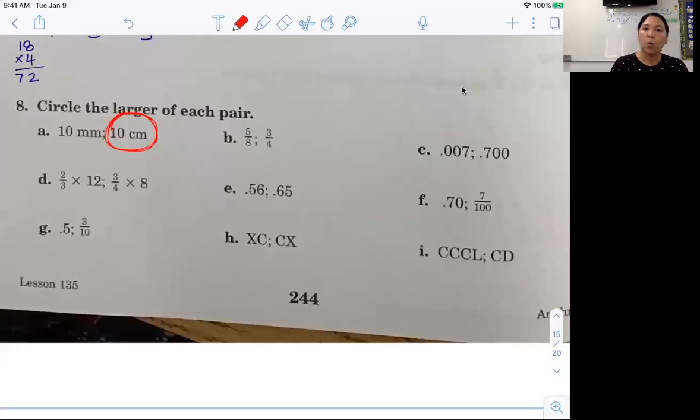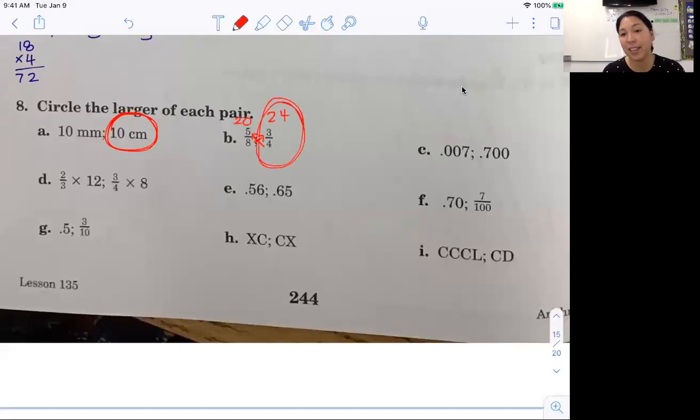Yeah. What's bigger, 5/8 or 3/4? Some of you, I showed this trick, the cross multiplying. What's 8 times 3? 8 times 3 is 24. What's 4 times 5? 4 times 5 is 20. What's bigger, 20 or 24? 24. So guess what? 3/4 is bigger. That's a cool little trick.